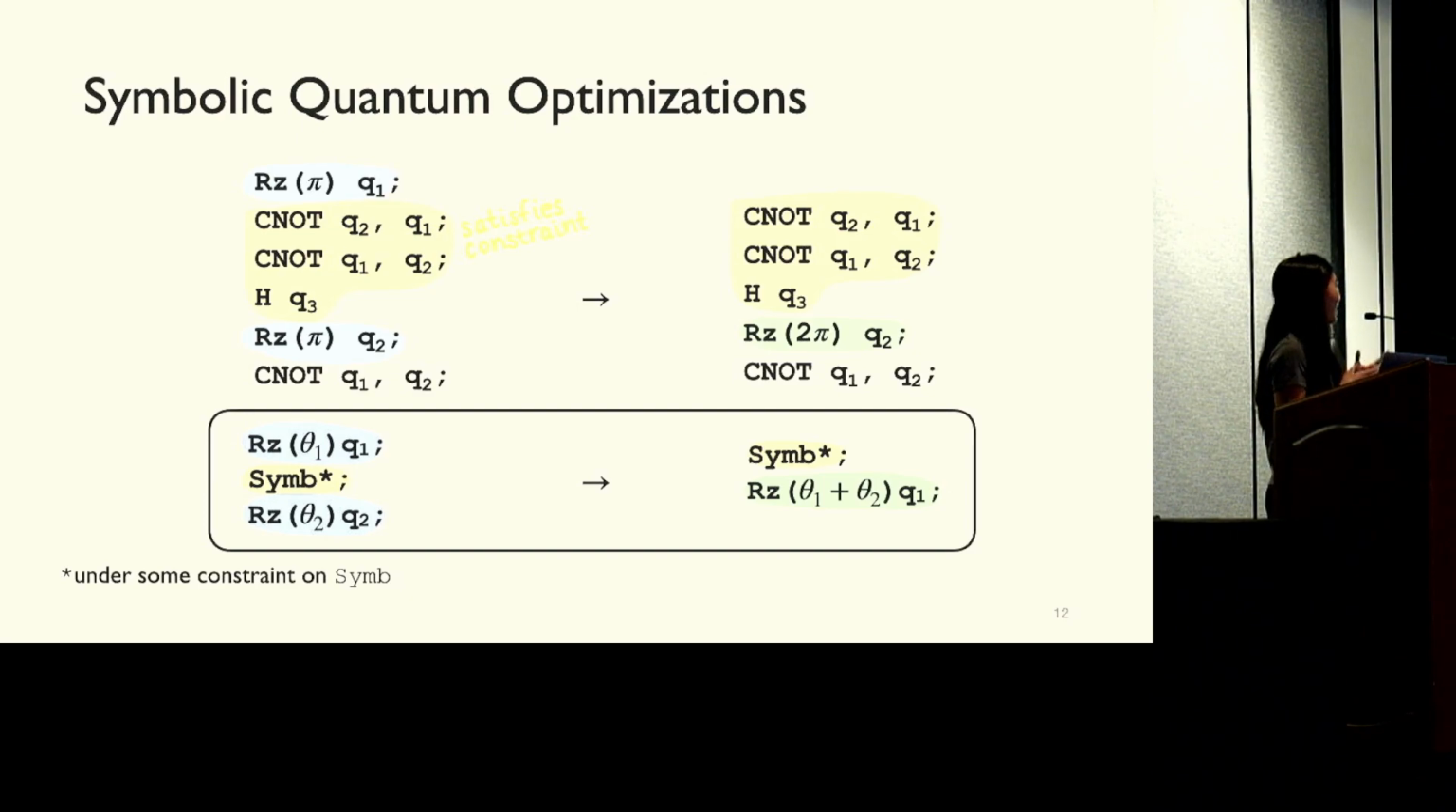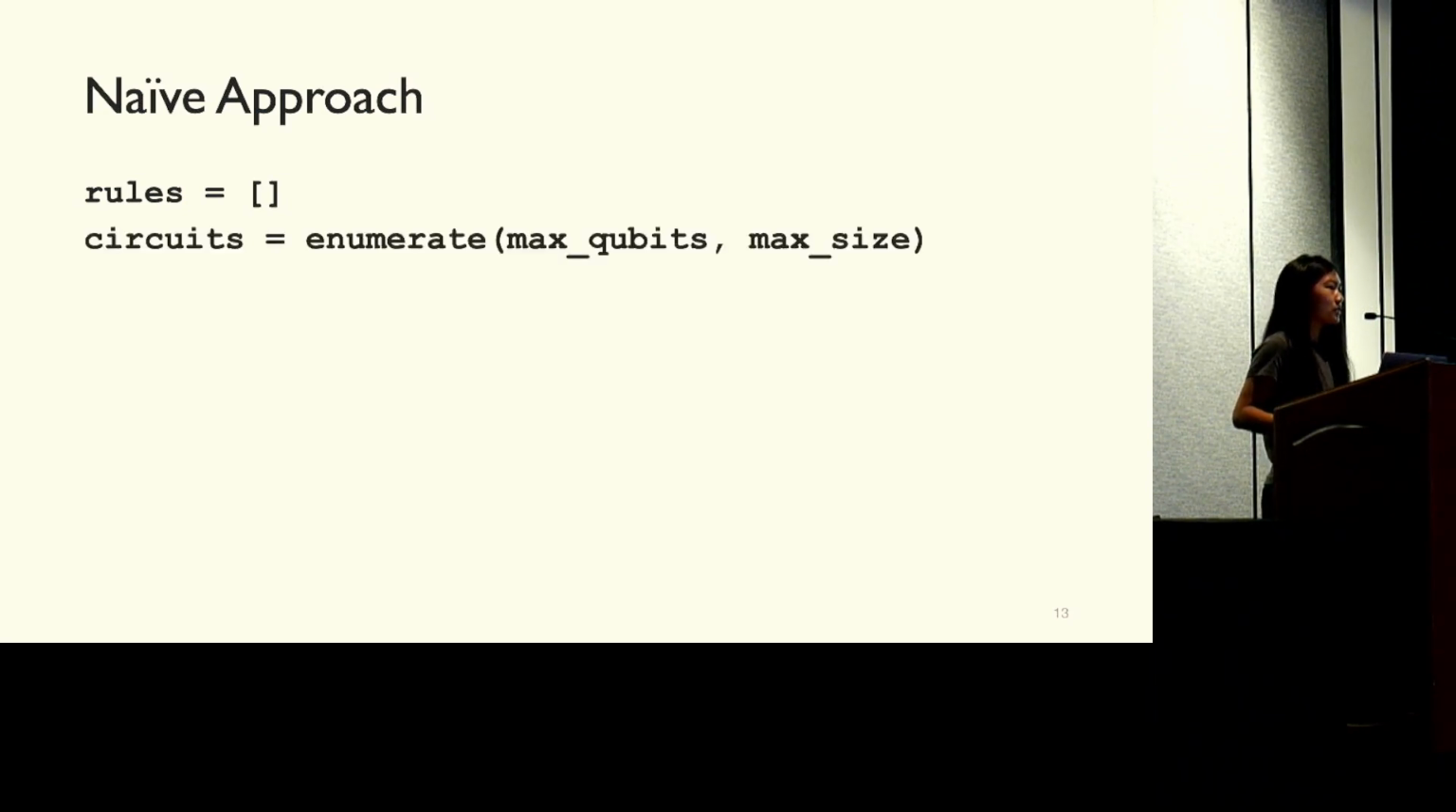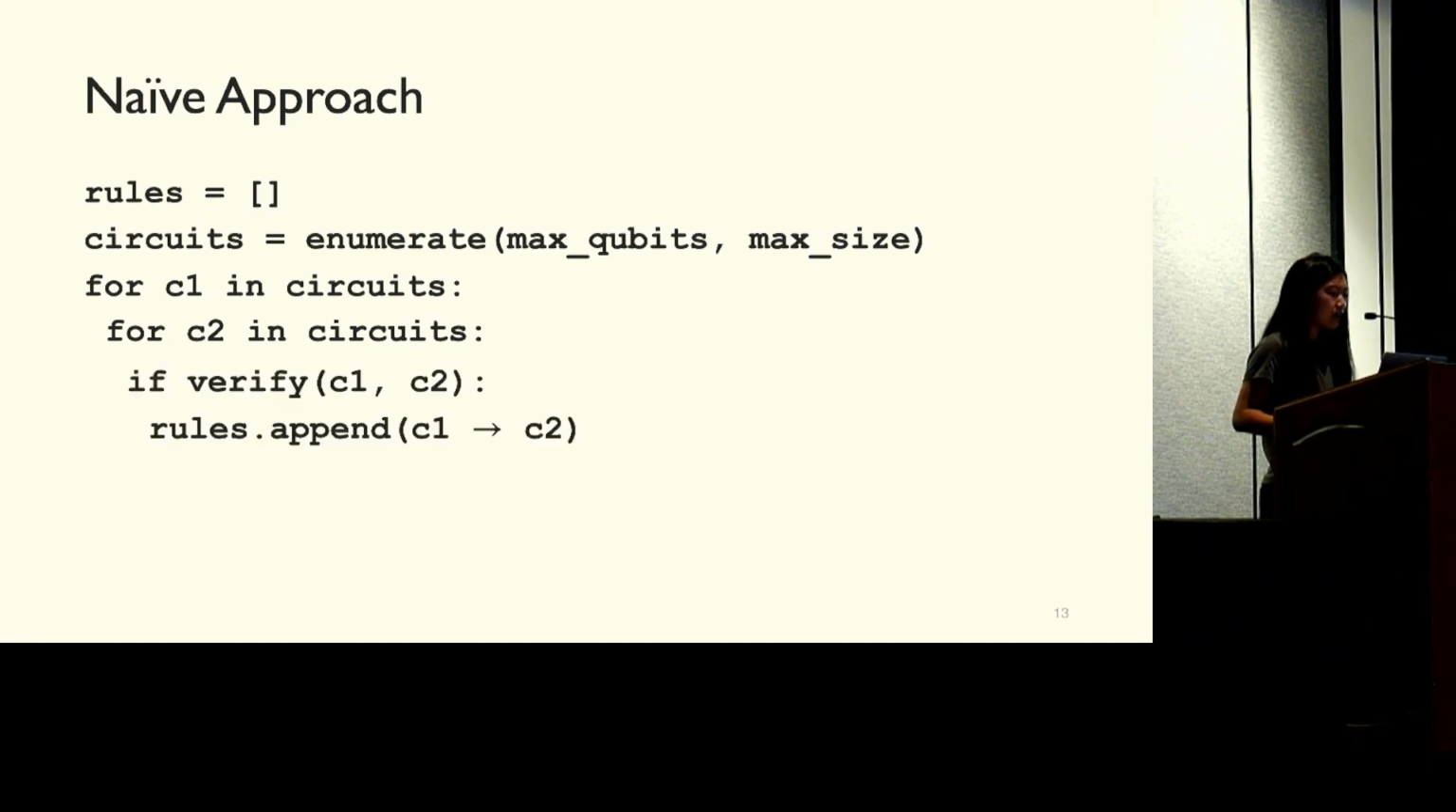And now that we have a taste for what these optimizations look like, a very simple algorithm to synthesize them would be to start out with no rules and then enumerate all the possible circuits up to some bounds. And then I want pairs of these for rewrite rules, so I'll iterate through that, check each pair, and add it to my rule set if they're equivalent. But there are some problems here. First of all, the set of circuits is going to be big, even for some relatively small bounds. And now I have this quadratic explosion over this set of big circuits.